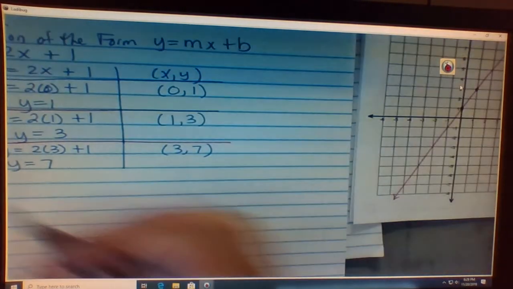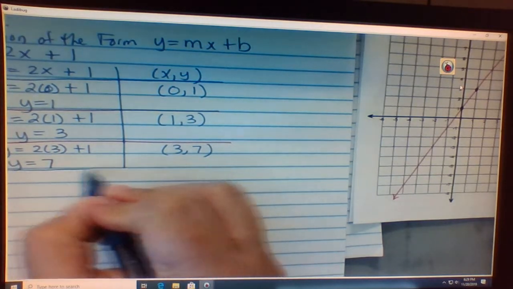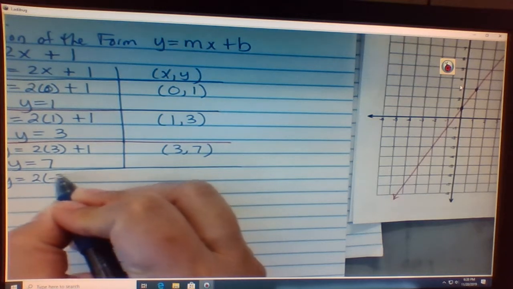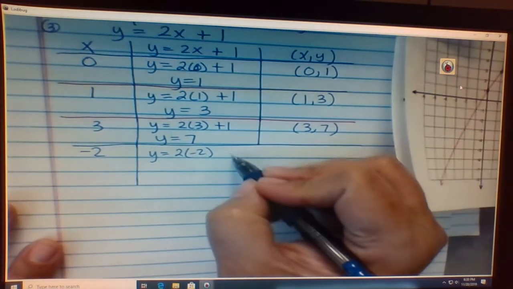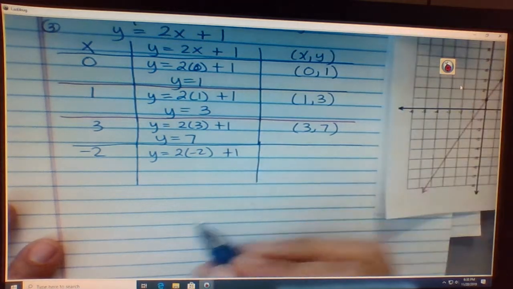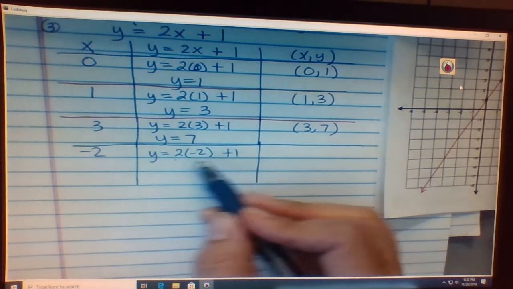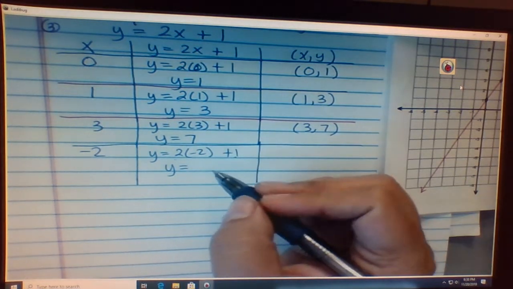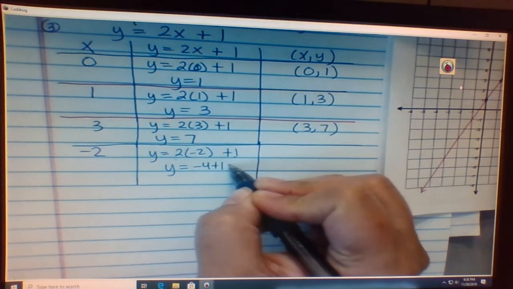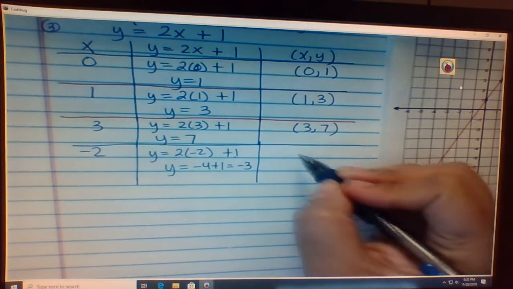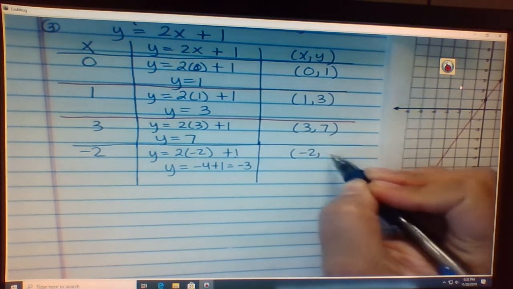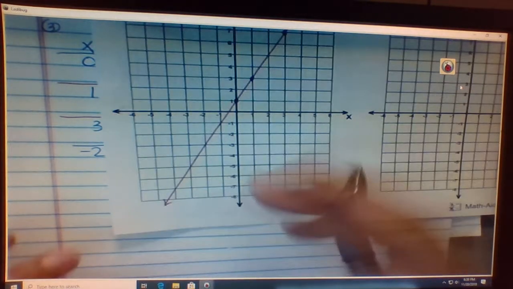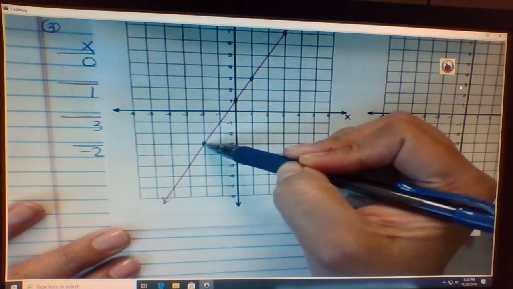If I would have done a negative 2, because you guys are afraid to use negative numbers sometimes, y equals 2 times the negative 2 plus 1. What's 2 times the negative 2? Negative 4. Negative 4 plus 1 is negative 3. So I have (negative 2, negative 3). My question is, would it have been on the line?